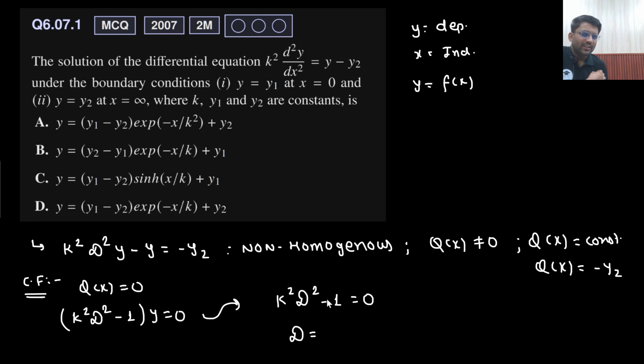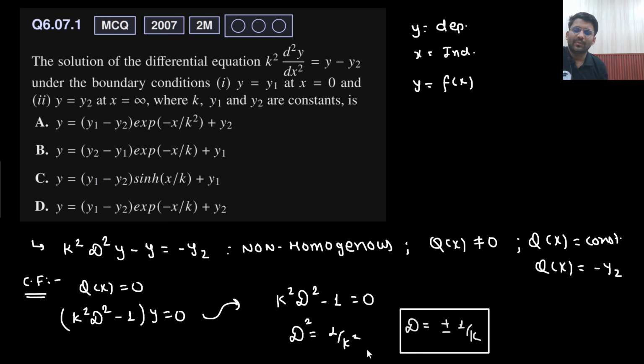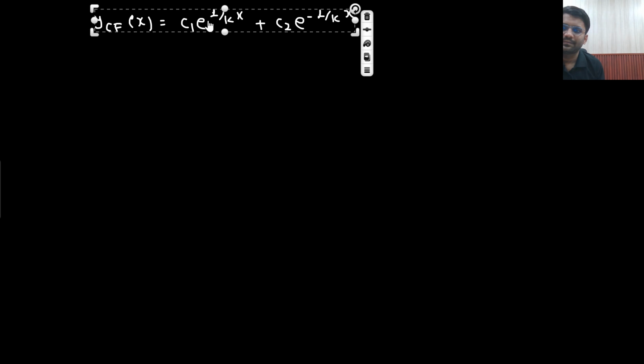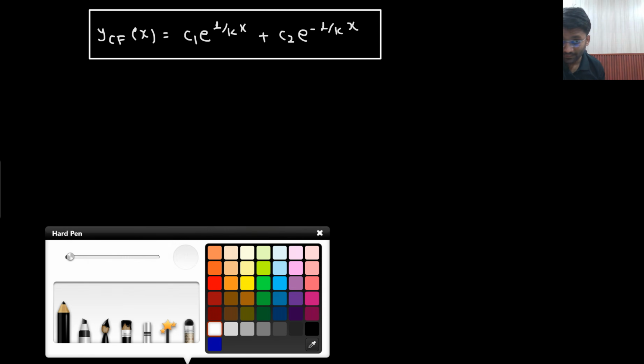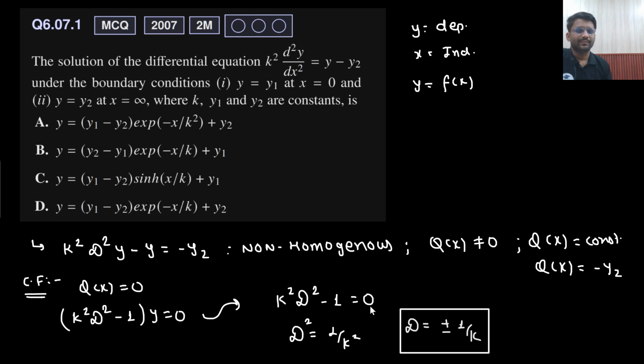So what is the value of D you are getting? k square D square will be equal to 1. D square will come out to be 1 by k square. So D is plus minus 1 by k. This is the value of D we are getting. So what will be the CF you will be getting? The CF is C1 e to the power 1 by k x plus C2 e to the power minus 1 by k x. This is the CF we will be getting.